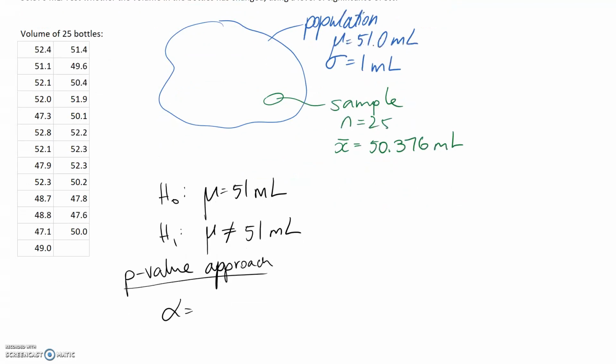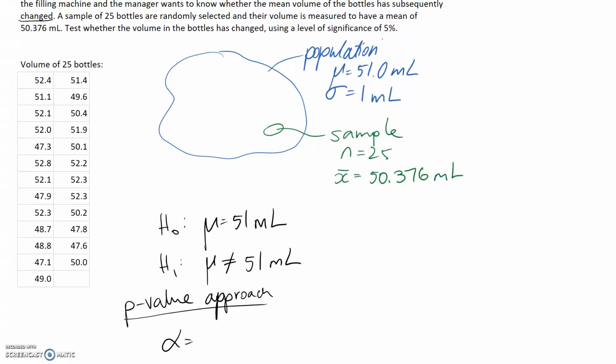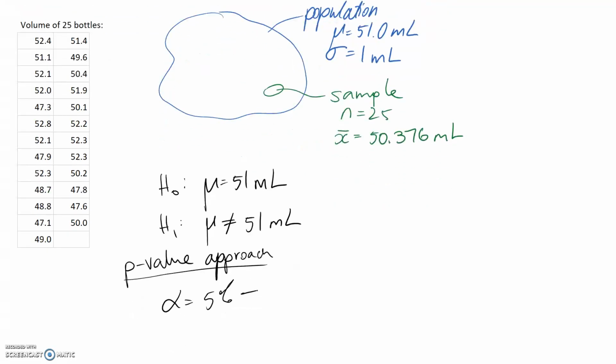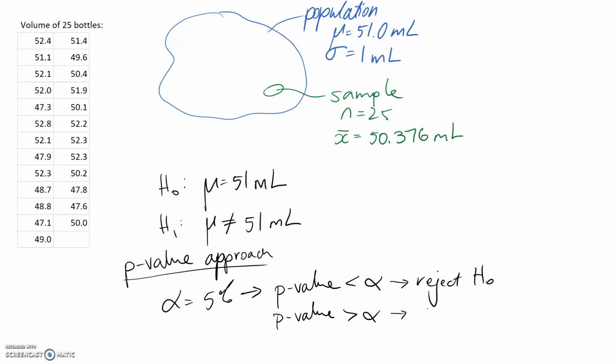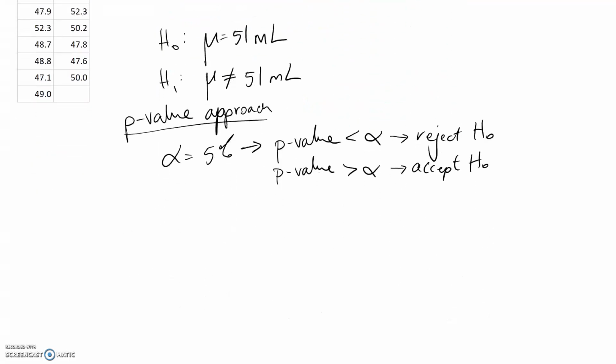so alpha, we've been told that we're using a level of significance of 5%. So that's what alpha is going to be equal to. And what we know is that if the p-value works out to be less than the alpha value, that means that we are going to reject H0, our null hypothesis. If the opposite happens, so the p-value is greater than our alpha value, then we accept H0. Alright, so now we just need to go figure out what the p-value actually is.